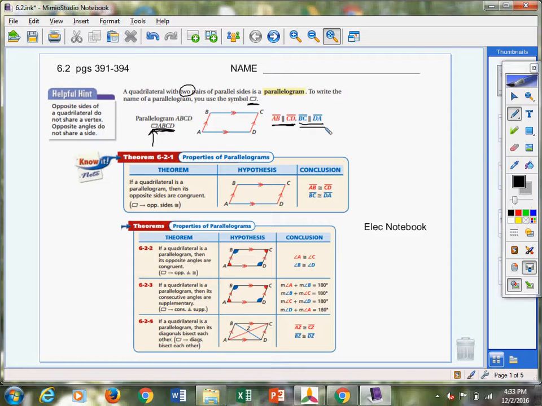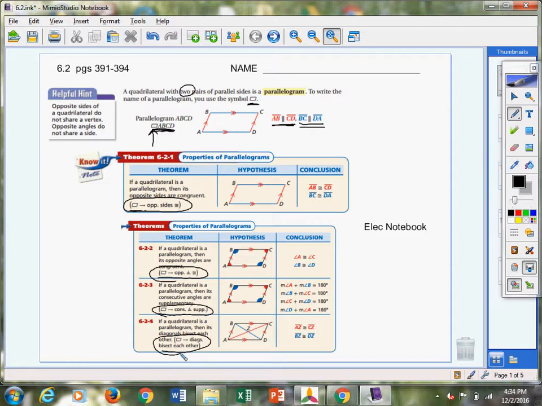So we've got a number of theorems that we have to look at, and this is what I want you to understand, and I'm going to circle the key part. This is true for all parallelograms, what I've got circled. There's four things that we're going to try and remember about parallelograms. First of all, the opposite sides are congruent.